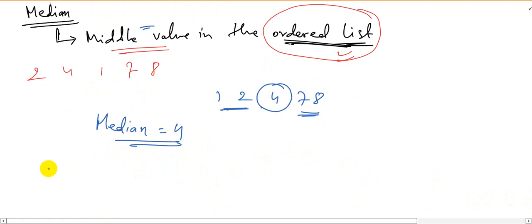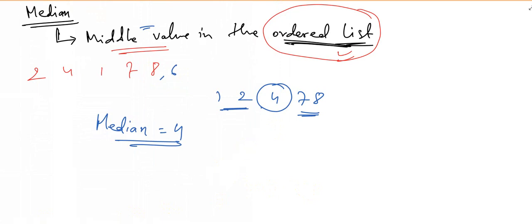Okay, we can generalize it, but before generalizing, let's take this: we are adding one more point, let it be 6. Sorry, then we have to arrange it again, because this arrangement is not valid.